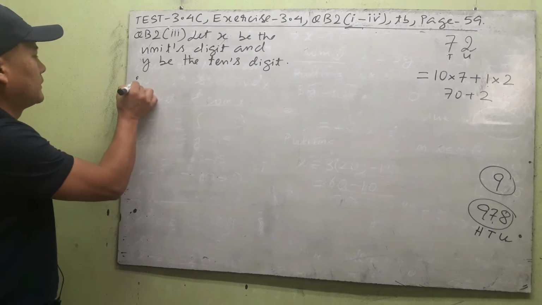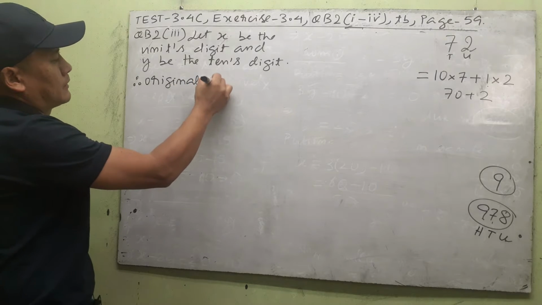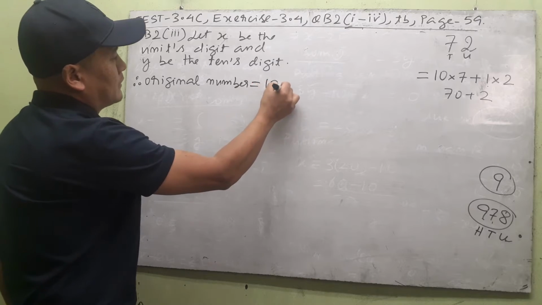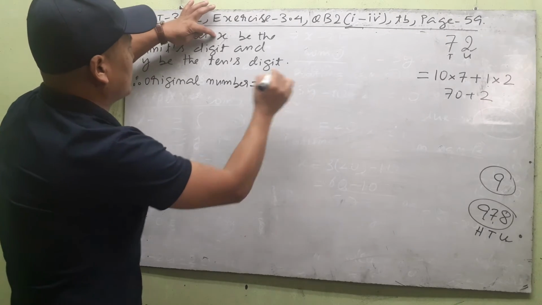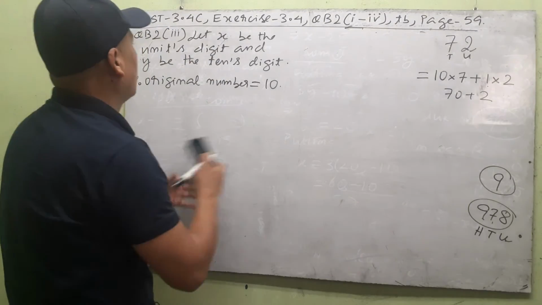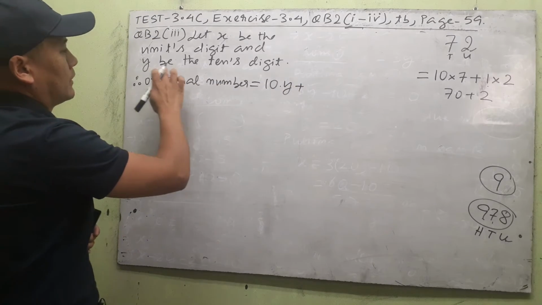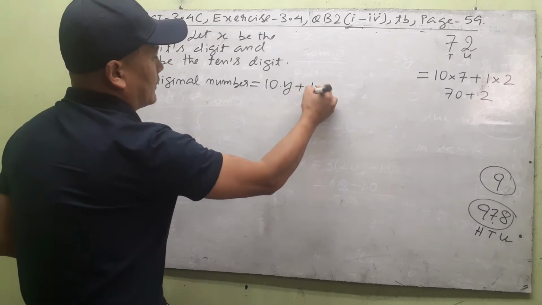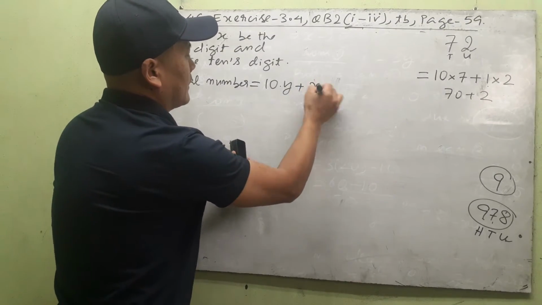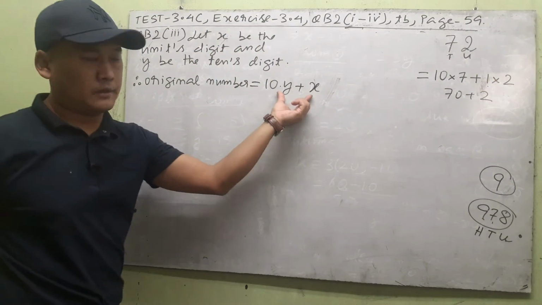So therefore, the original number will be equal to 10 into the tens digit, which is y, so 10 into y, plus 1 into the units digit, which is x, so 1 into x, I can simply write it as x. What I'm trying to say is we're writing the original number in this form.